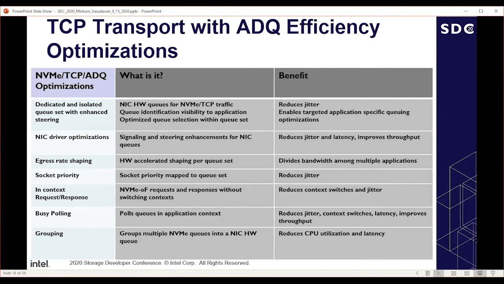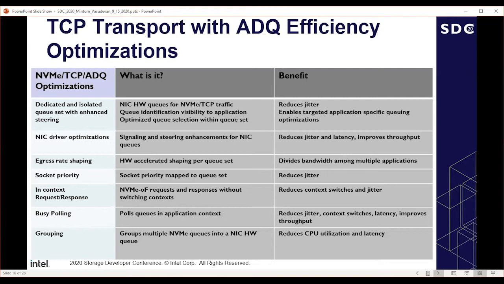Egress rate shaping provides a hardware accelerated bandwidth or traffic shaping for egress traffic. Now this is maybe optional, but for some usage scenarios, one might consider partitioning the bandwidth amongst different applications. And so you might then choose to allocate bandwidth per application, and that's handled through hardware acceleration. And you can, for instance, say that, okay, I've got a 100 gig NIC and I want to dedicate 60 gig for NVMe traffic and 40 gig for something else, as an example.